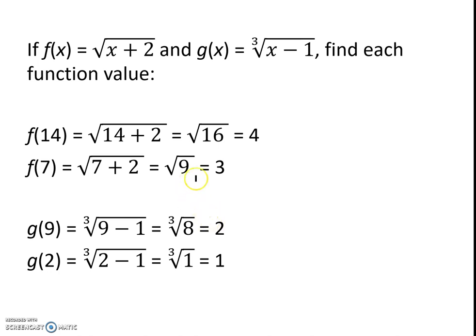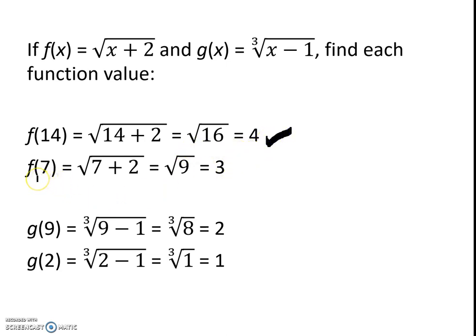Continuing on, if f of x is the square root of x plus 2 and g of x is the cube root of x minus 1, we're supposed to find each function value. The first one says look at the f function and put 14 in for x. This is exactly what we did. We had 14 plus 2, which is the square root of 16, which is simply 4.